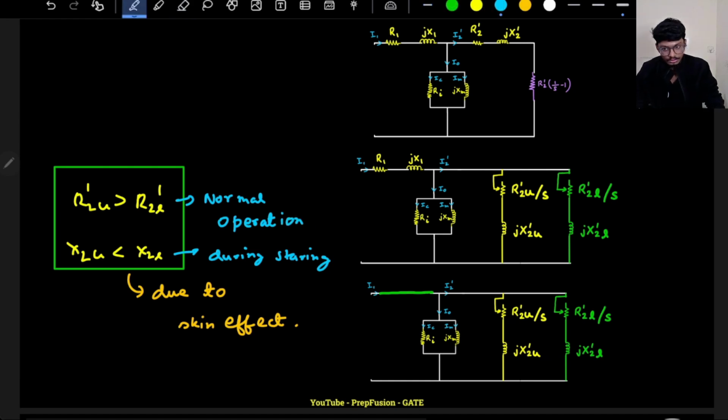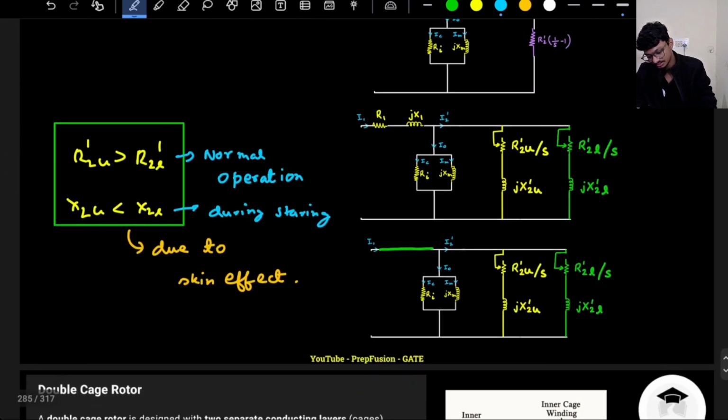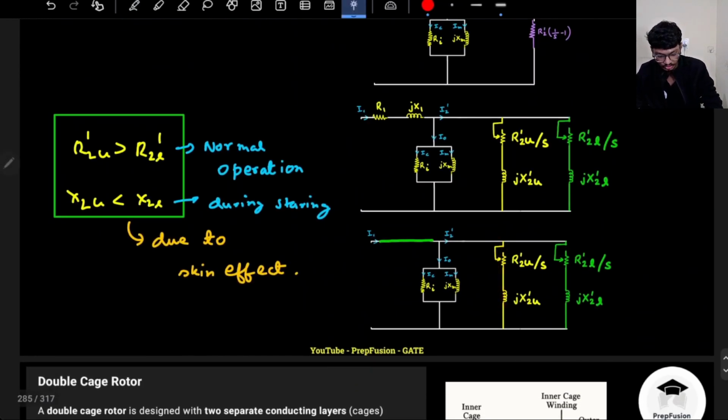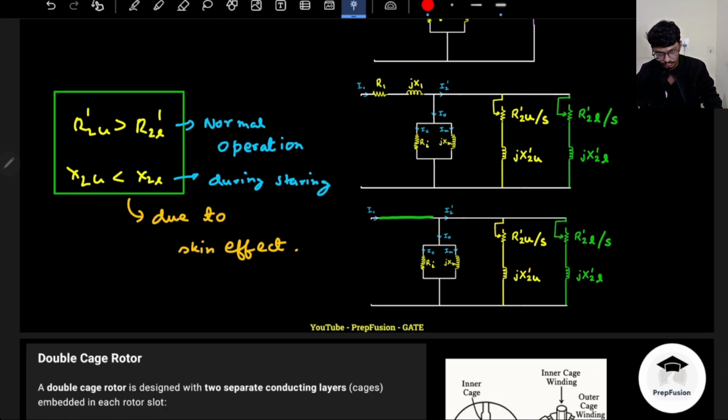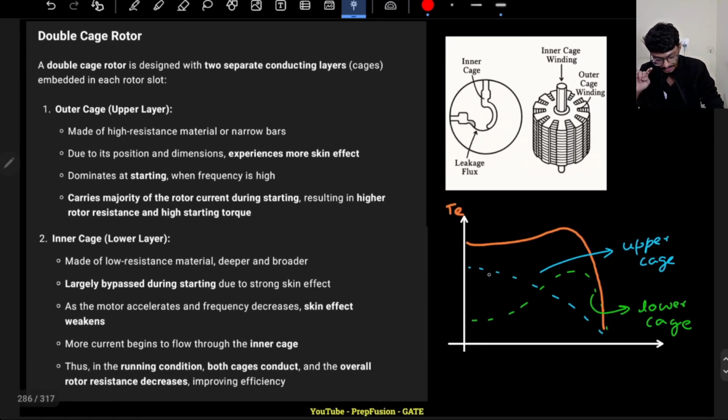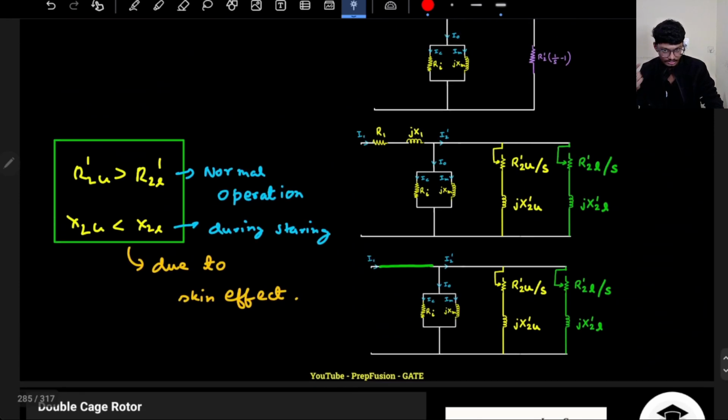Okay, so this is the case basically. So what will happen, this will provide some torque speed characteristics, and this will provide some torque speed characteristics. Ultimately my current, I2 dash, is the sum of these two. So basically the upper cage will provide higher starting torque, but at full load it will provide lower torque.